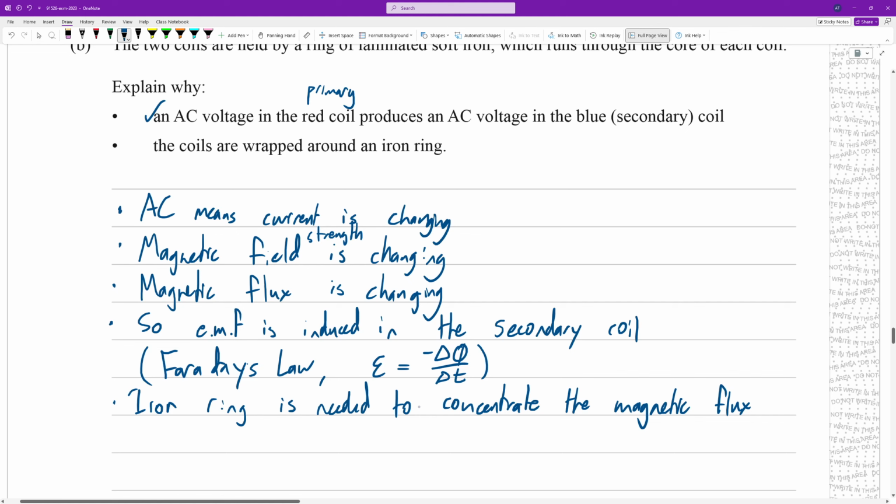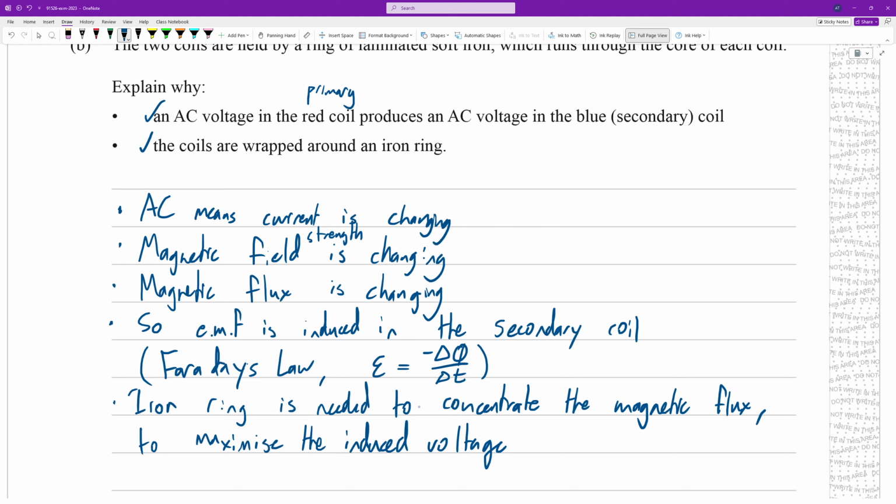Is that enough? Guess we could say to maximize the induced voltage. And that would be good. So in summary, we have an alternating current in the primary coil.